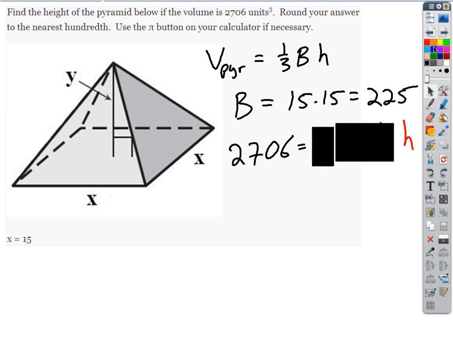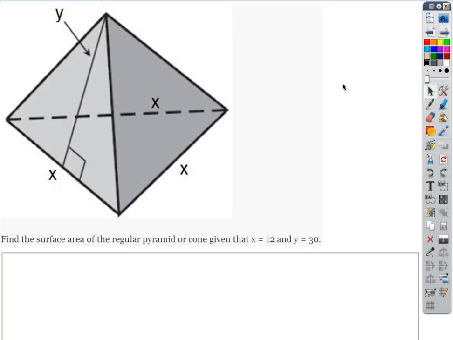Moving on. Okay, next one. Find the surface area of the regular pyramid. When we're just finding a surface area or a volume, we're just going to plug into the formula. What's the surface area of a pyramid? How many bases? 1. So 1 base plus 1/2 PL. There's the base plus the lateral area.